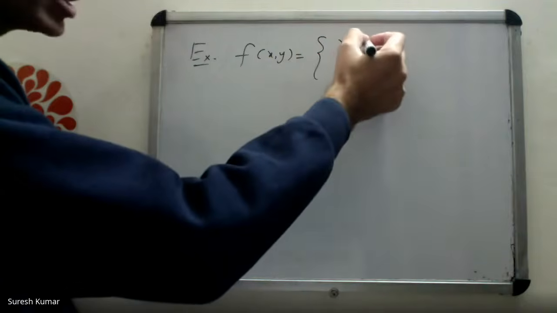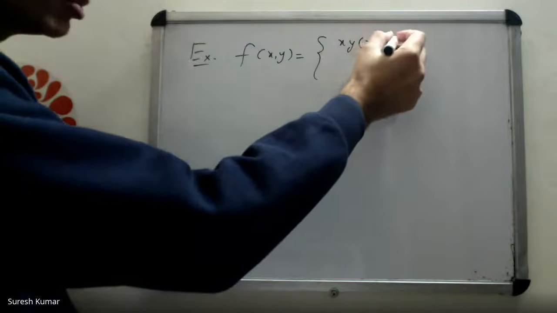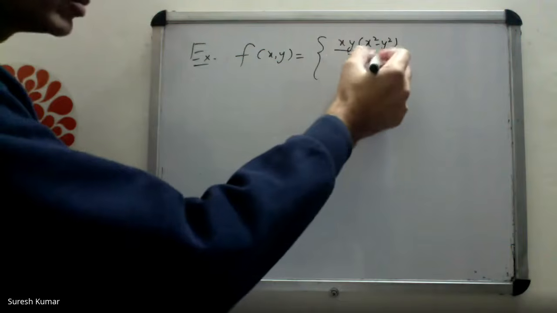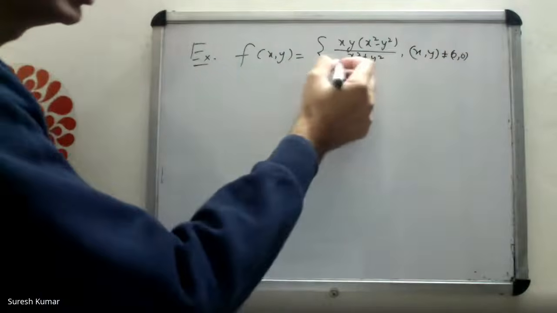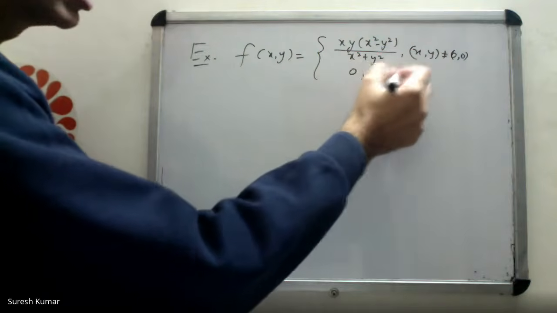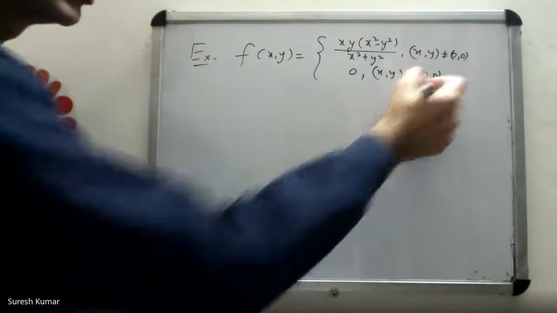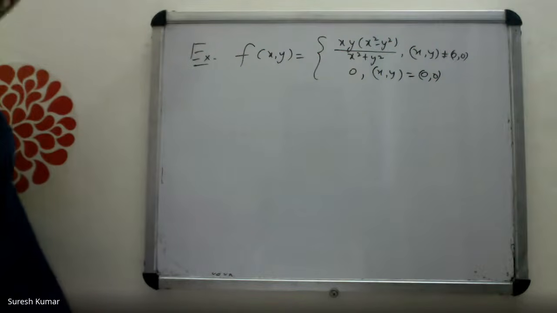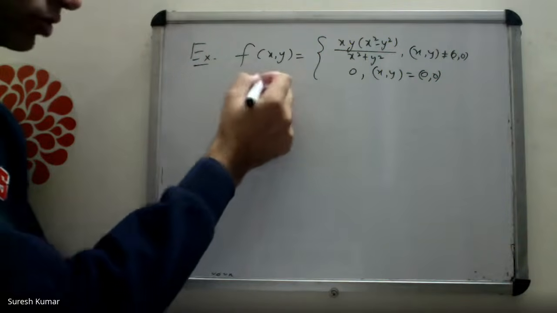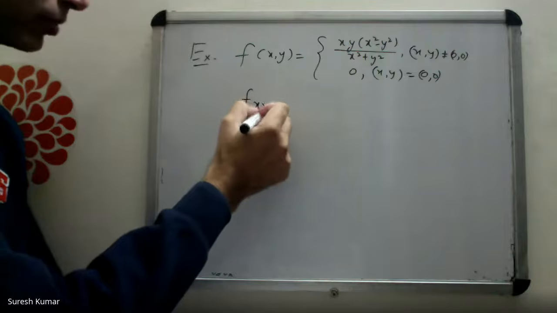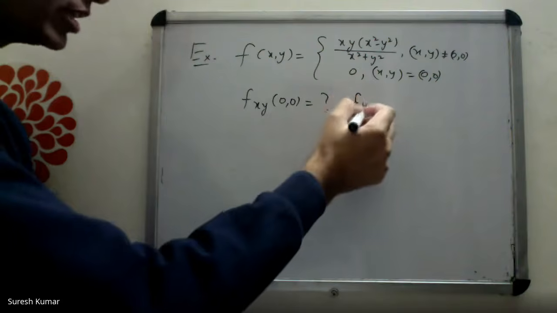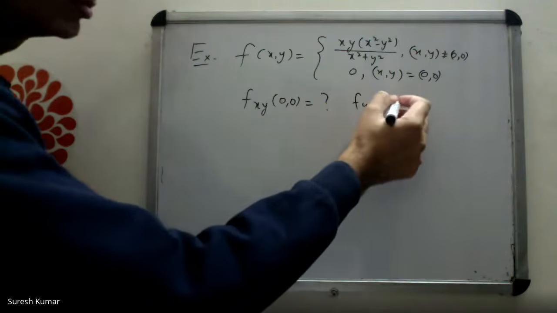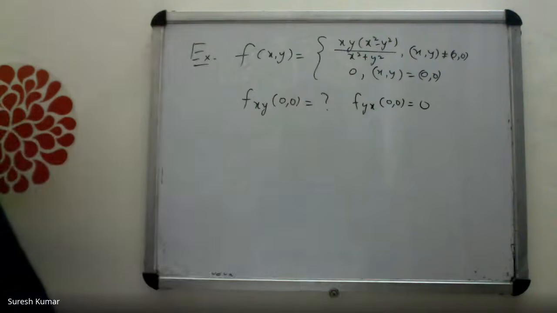Suppose f(x,y) is xy times (x square minus y square) over (x square plus y square) when (x,y) is non-zero, and 0 when (x,y) equals (0,0). For this function, you need to find fxy at (0,0) and fyx at (0,0). Let's see how we do it.